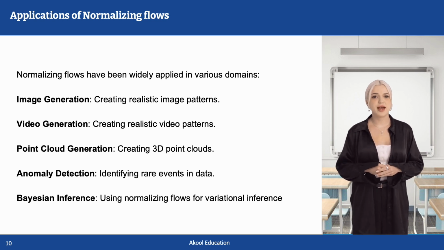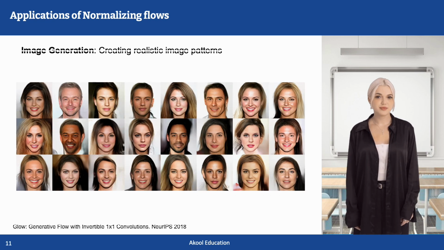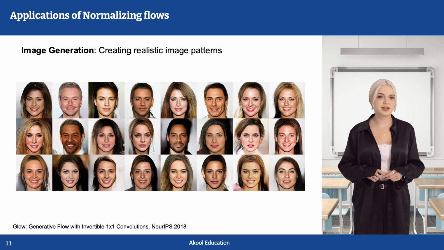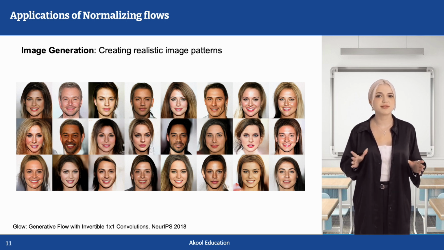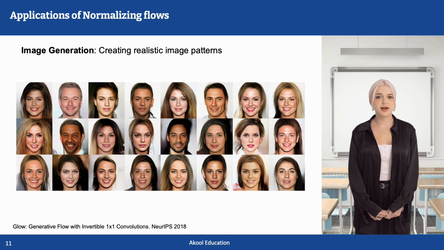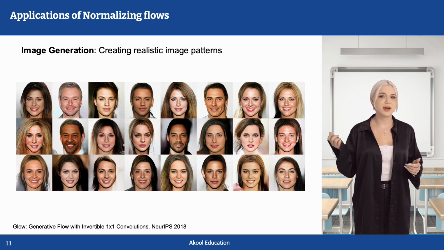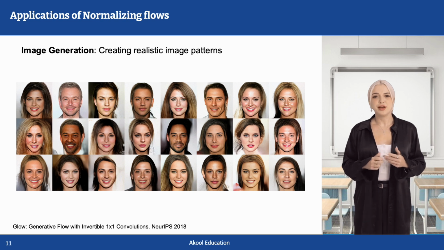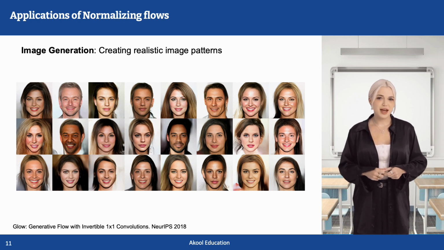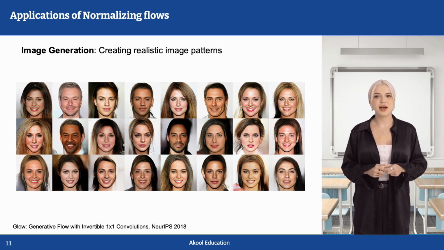Let's take a closer look at each of these applications. The first application is image generation, where flow-based models have achieved significant progress. A notable example is the 2018 paper, GLOW, Generative Flow with Invertible 1x1 Convolutions, which improves upon earlier architectures by introducing invertible 1x1 convolutions. This innovation enhances the model's ability to capture spatial correlations in images, making normalizing flows a strong contender for high-quality image synthesis.